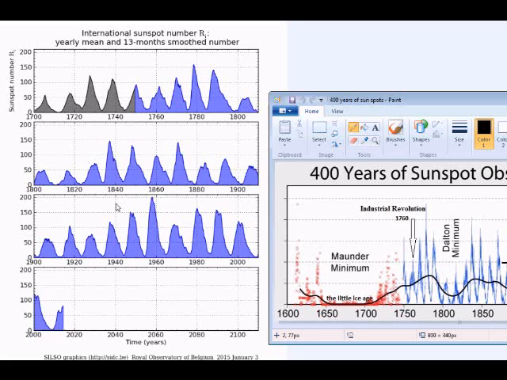Now, we've got the same thing occurring. So we're about 2015 now. That states that if the Dalton minimum lasted, say, in the 1800s, almost 30 years, 35 years, we could possibly be looking at something similar to the Dalton minimum over the next 30 years.